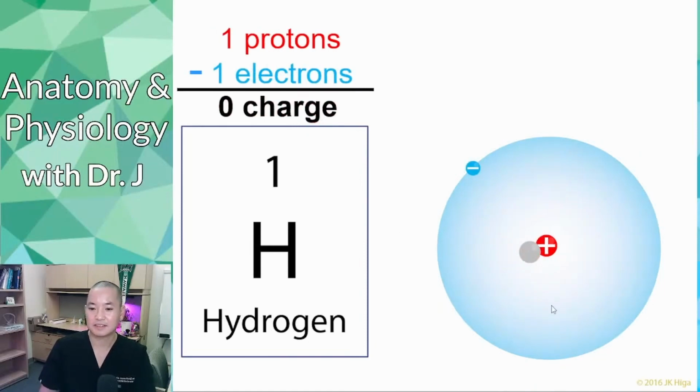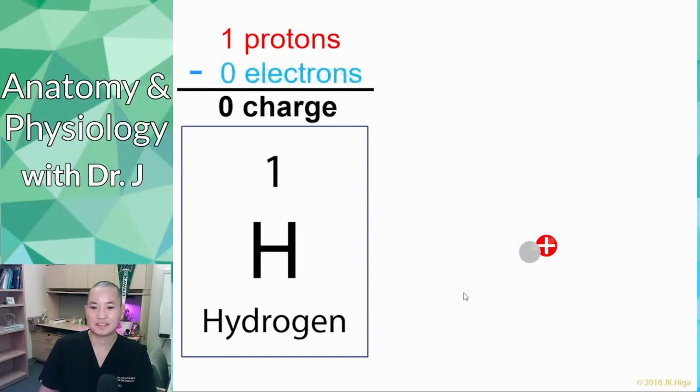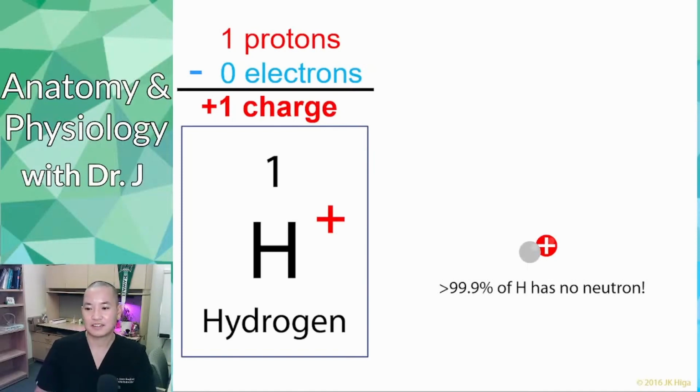All right, so here we have a hydrogen atom. In this original state, we're showing a proton and an electron, so there's no charge. But with hydrogen in the body, what happens is that it tends to lose the electron, and it has a plus 1 charge, right? So no electron, 1 minus 0 is 1. In the universe, 99.9% of hydrogen has no neutron. So if you have a hydrogen ion and it has no neutron, what do you have? You only have a proton.